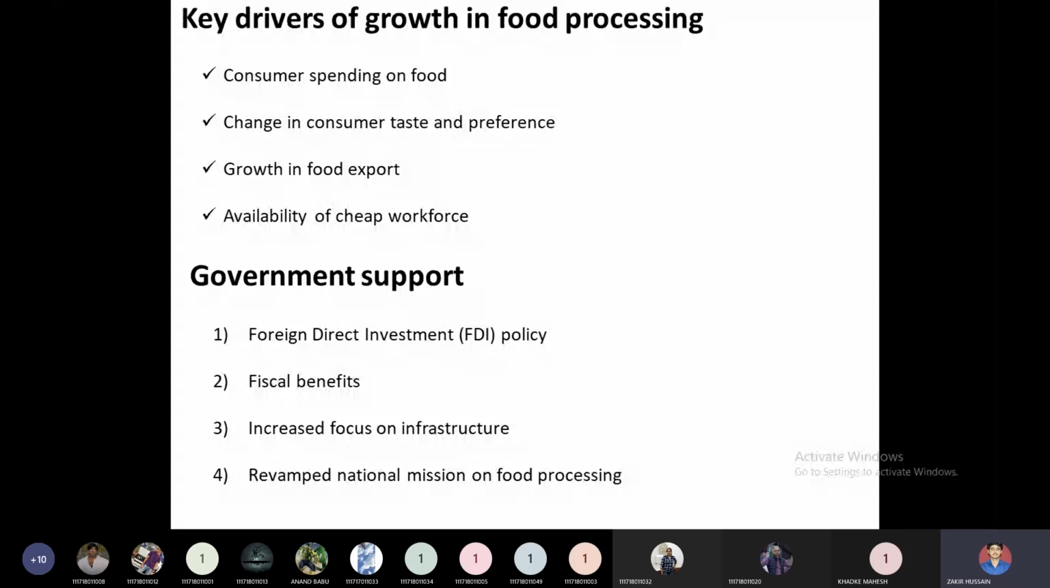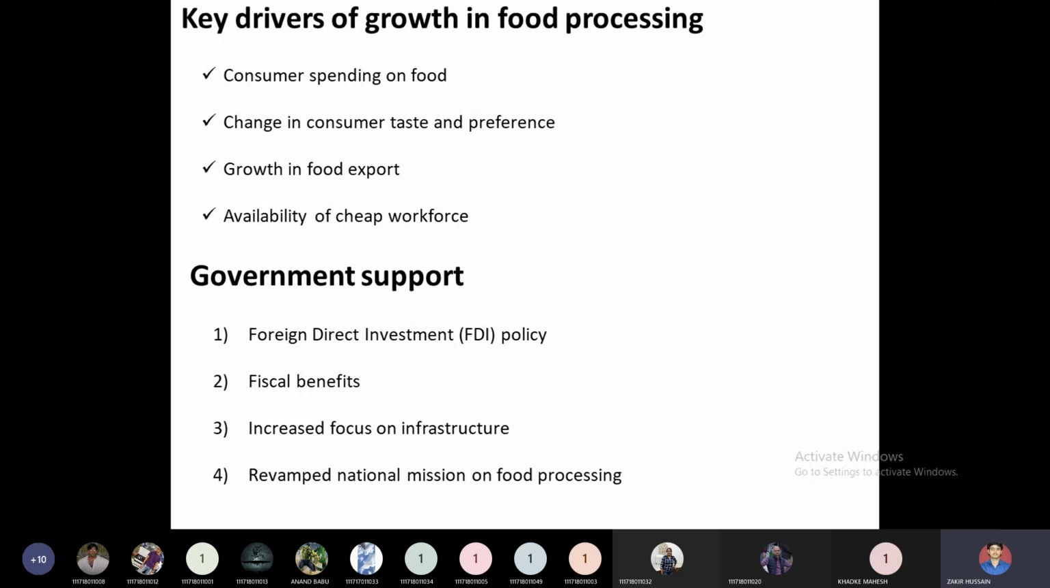So these are the key drivers for the growth of the food processing industry in India. There is a lot of investment needed in these sectors. In every key driver, there is a lot of investment needed. The Government of India is working towards this. They have invited foreign direct investment, FDI we can say. There is a policy available for this FDI.